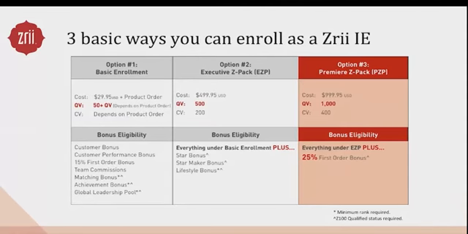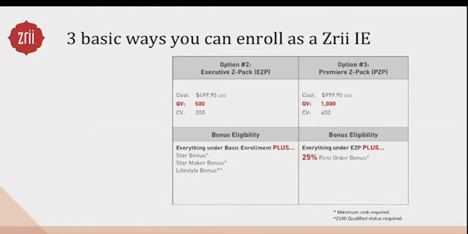For the purposes of the Power of Two system, you'll want to make sure that you maintain Z100 qualified status every 4 weeks. The easiest way to maintain Z100 qualified status is to personally purchase at least 100 QV of products every 4 weeks. Most independent executives set up an easy order, which is a great way to ensure you stay Z100 qualified and get your Zrii products every 4 weeks, hassle-free. Z100 qualified status maximizes the bonuses available to you in the Zrii Prosperity Plan, including the Star Bonus, Star Maker Bonus, and more.